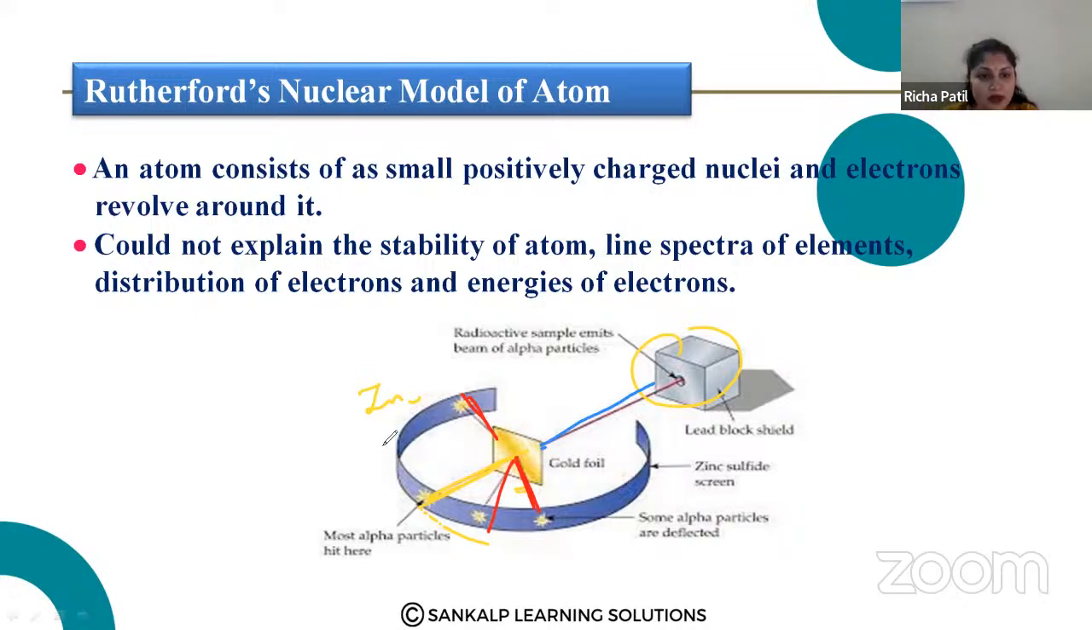But these two important models could not explain the stability of the atom. They could not explain the line spectra of elements. What are line spectra? Whenever elements are bombarded with some radiation, they emit some radiation, and when you put it into the spectrometer, it gives you a graph-like sheet. The elements show some spectra. This is nothing but the line spectra of elements, and these two models failed to give the distribution of electrons and the energies of electrons.